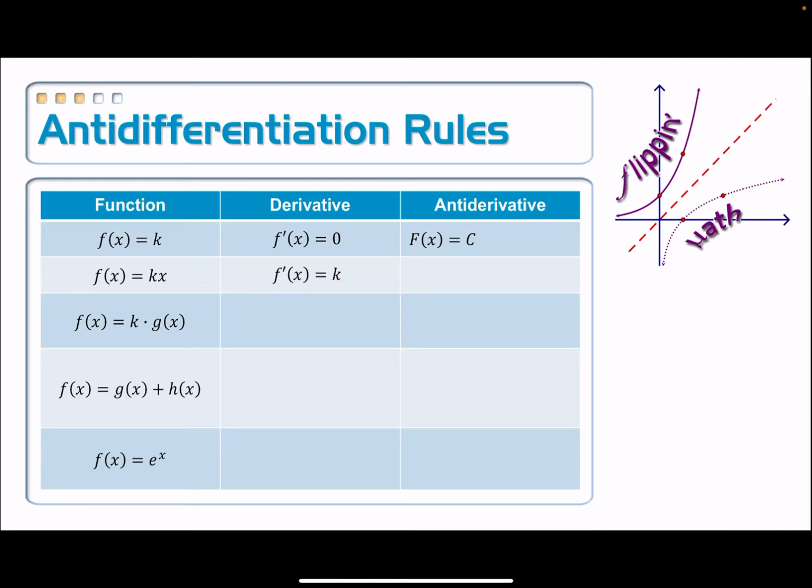It's going to be kx. But this could have had some sort of constant that is added to the end of this, and I lost it when I took the derivative. So I have to make sure I add plus c at the end of it.